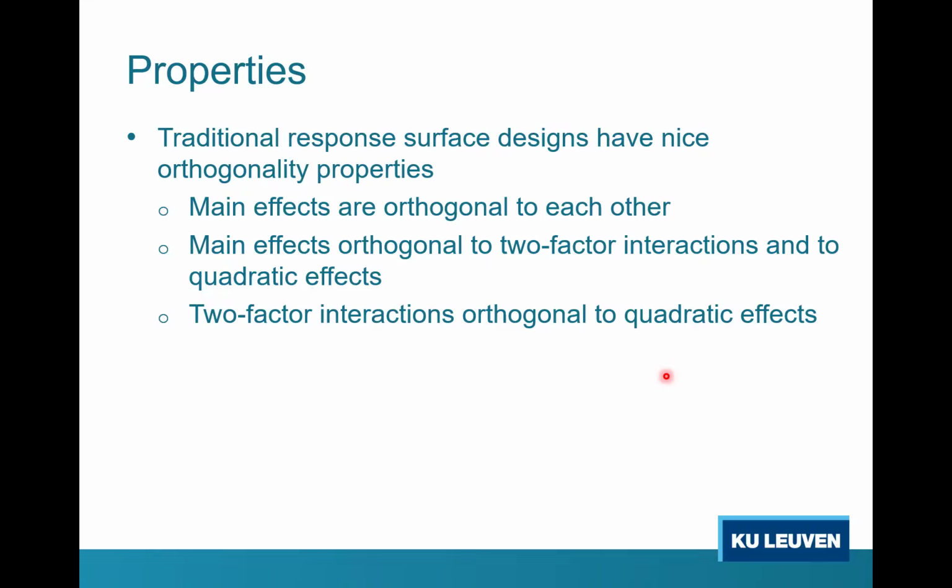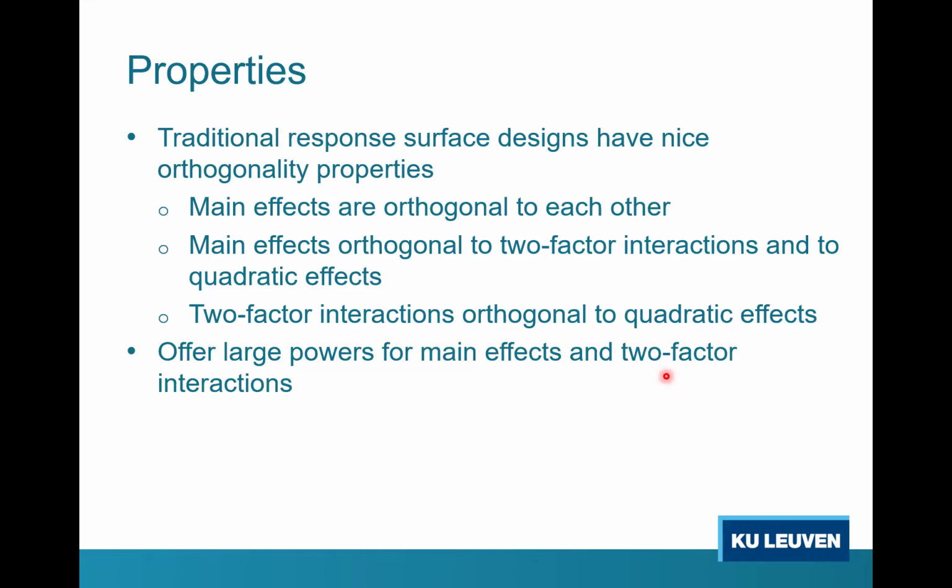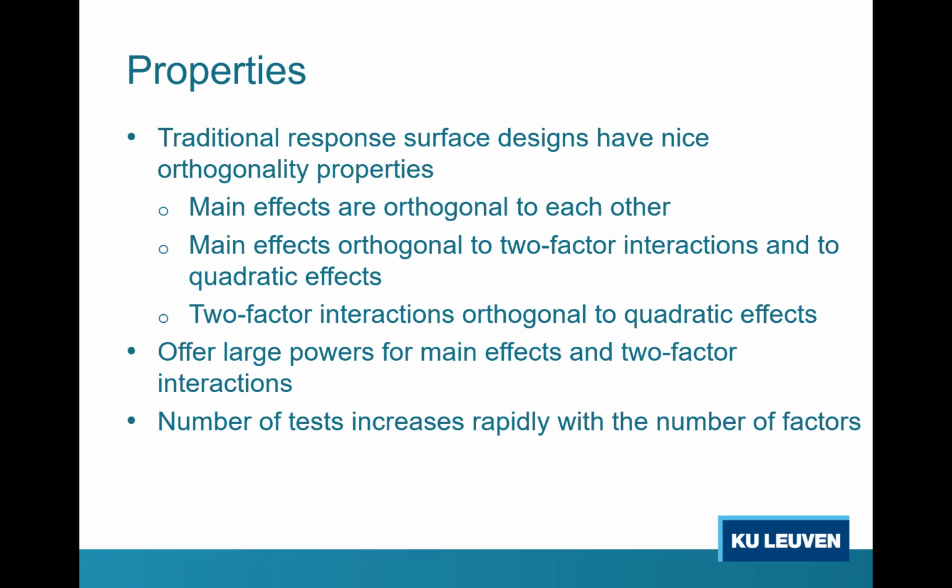And we've also seen that two-factor interaction effects are orthogonal to the quadratic effects here. That basically means that these traditional response surface designs have great statistical properties. They offer large powers, for example, for the main effects and for the two-factor interactions. That's all positive, of course.